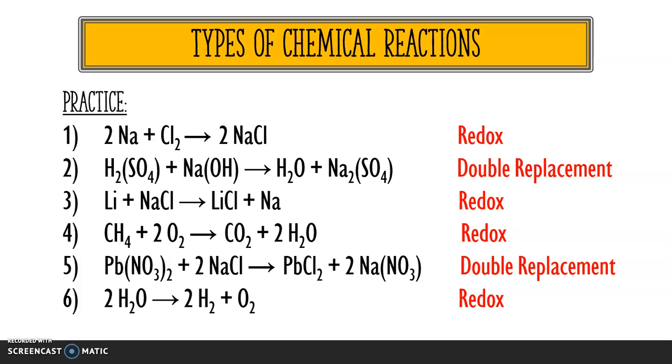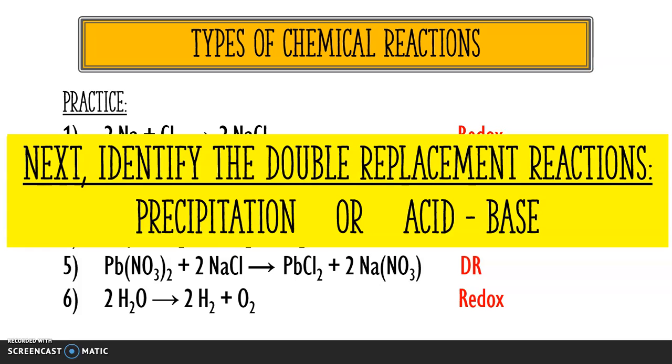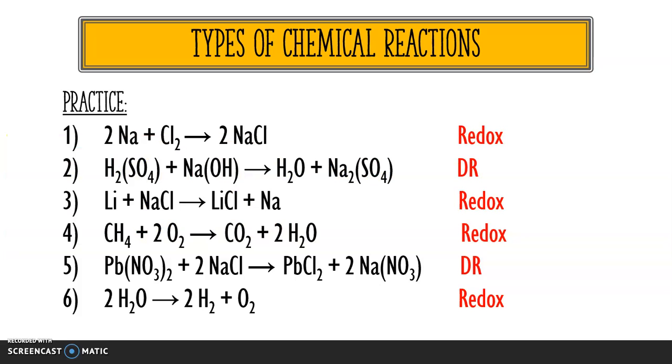Now, oftentimes what I'll do is I'll double back and just start working with my double replacement reactions first. So again, once you have identified your double replacement reactions, now let's see if we can also identify them as either being precipitation or acid-base. I'll give you a moment to do that now. We only have 2. Identify number 2 and number 5 as being either precipitation or acid-base. Push pause, and then we'll go over the answers.